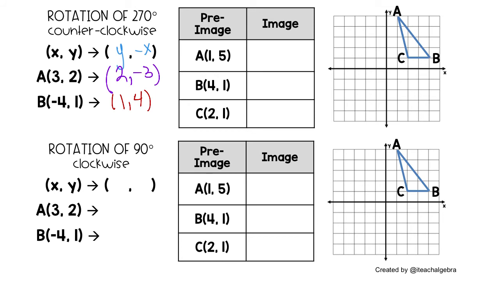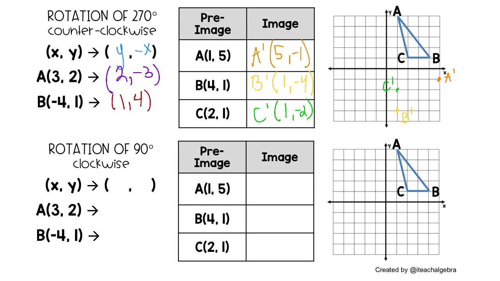So A is at 1, 5. That means A prime is at Y, negative X, 5, negative 1. A prime is right there. B at 4, 1 is going to become B prime 1, negative 4. Y, negative X. 1 right, 4 down is B prime. C at 2, 1 will become C prime 1, negative 2. 1 right, 2 down is C prime.